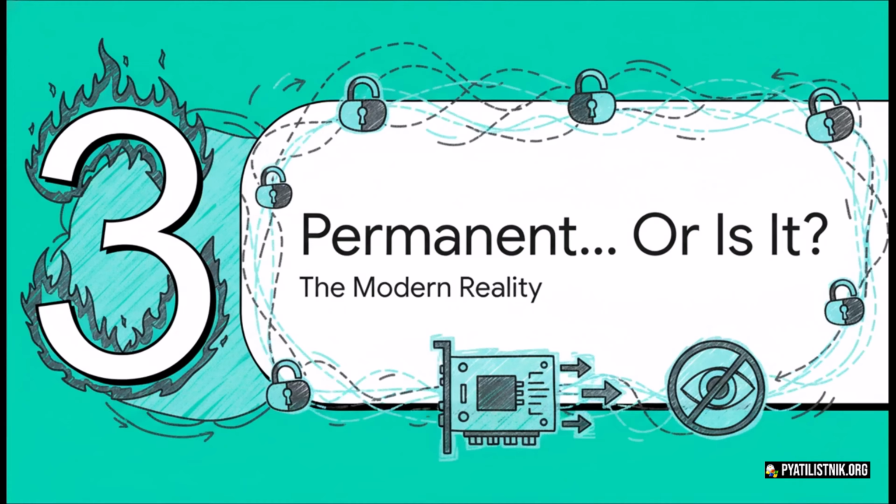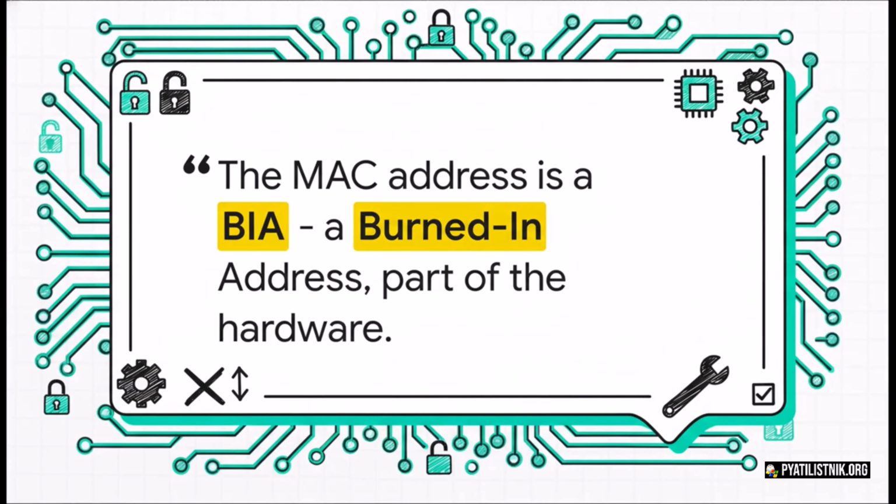Now, here's where the story takes a fascinating twist. I've been saying these addresses are permanent and burned in, and for a very long time that was the absolute truth. But, you know, in our modern privacy-focused world, that's not quite the whole story anymore. For decades, this was the core concept. The MAC address was known as a BIA, a burned-in address. The idea was that it was physically part of the hardware, it was unchangeable, and that was that. It was the one, true, reliable identifier for a device.